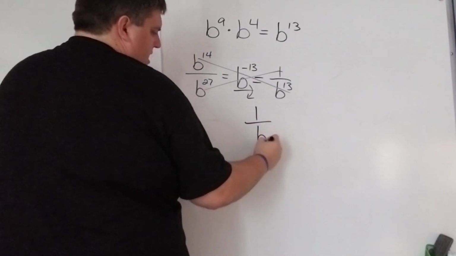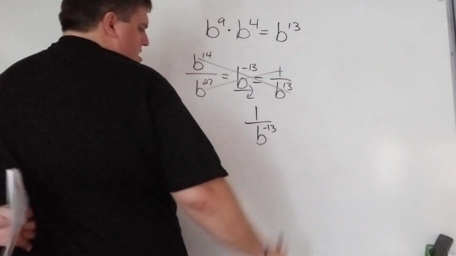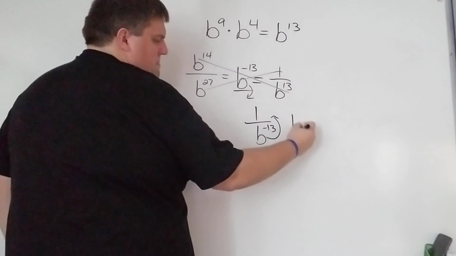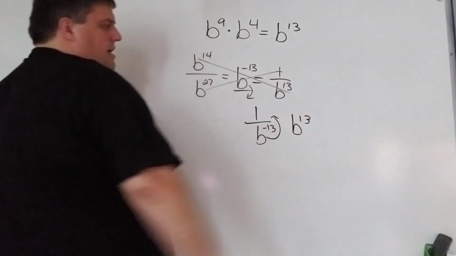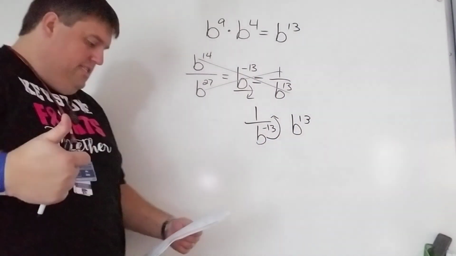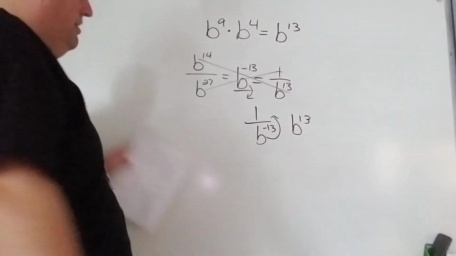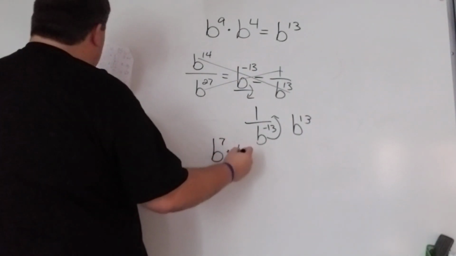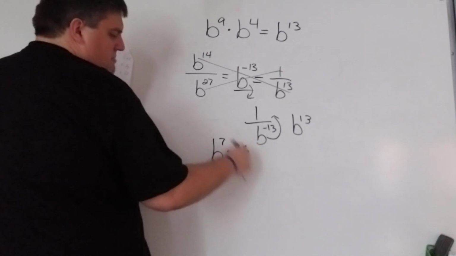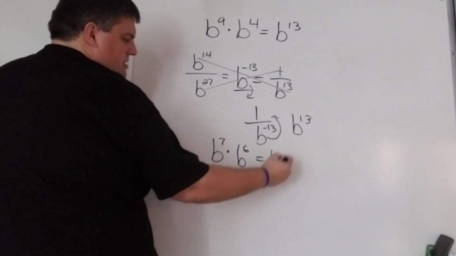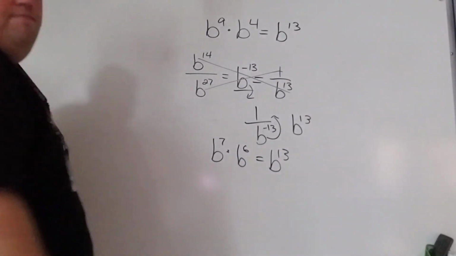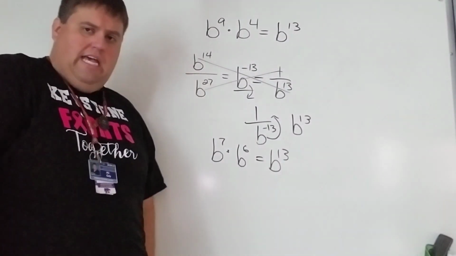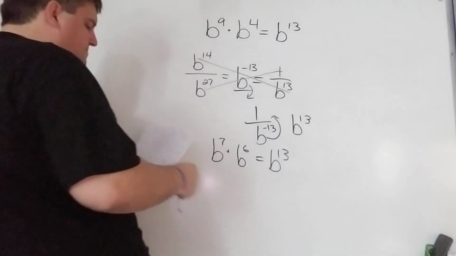1 over B to the negative 13th. Now that one is a negative on the bottom, so if I move it to the top, it would just be B to the 13th. Hey, that's the same thing. So yeah, it's definitely going to be E as well. And then I'll check F, B to the 7th times B to the 6th. Keep the base, add the exponents, and you can see you get B to the 13th again. So C, E, and F are all ones that you're going to get the exact same answer. This is what you get.